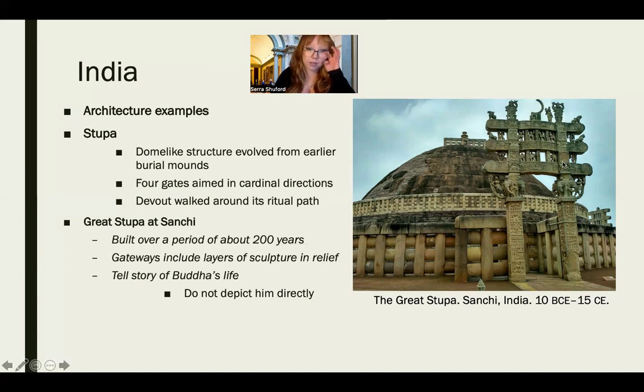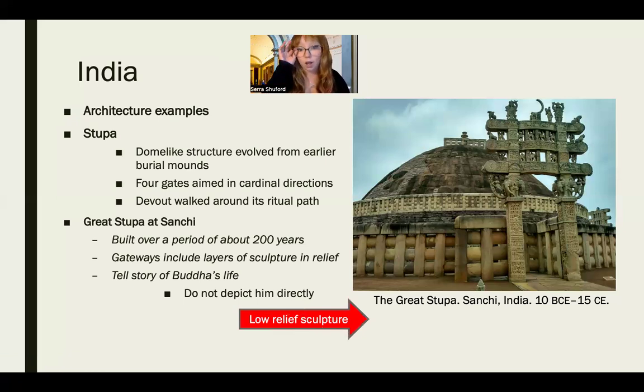And this one's particularly, this is the Great Stupa at Sanchi, probably one of the most notable ones and the oldest ones that are still intact. It was built over the period of about 200 years. And these gateways that we talked about, the cardinal gateways on each side, they actually have these really complex sculptures in relief, specifically low relief when it's more like a coin and it's not so much projected out. And this depicts the story of Buddha's life.